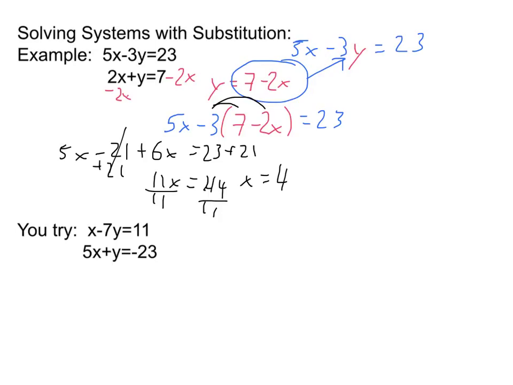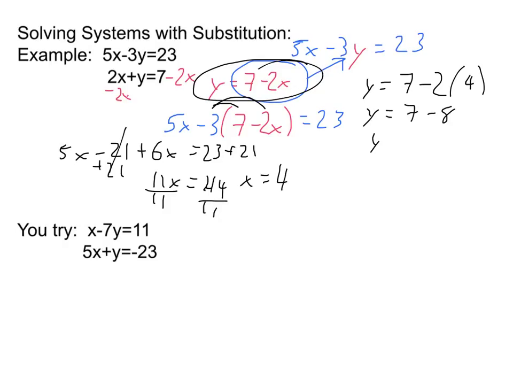Okay, well, remember that the solution to a system of equations is the point where the two lines meet. So we only have the x part of the point. We need the y part of the point. So go back to your y equation here and plug in 4 in place of x. So y equals 7 minus 2 times 4. 2 times 4 is 8, so y equals negative 1. So now I have the point where these two lines meet, 4 comma negative 1.